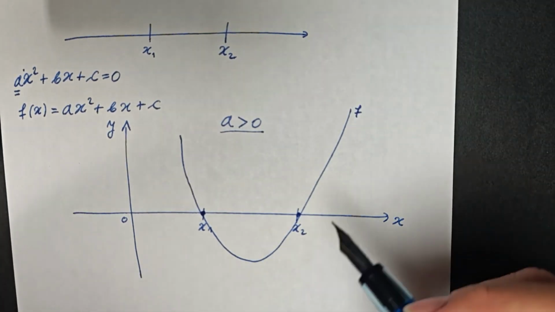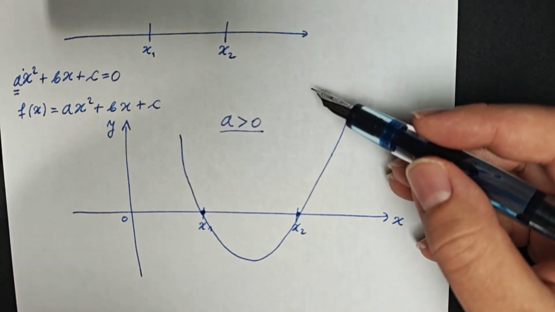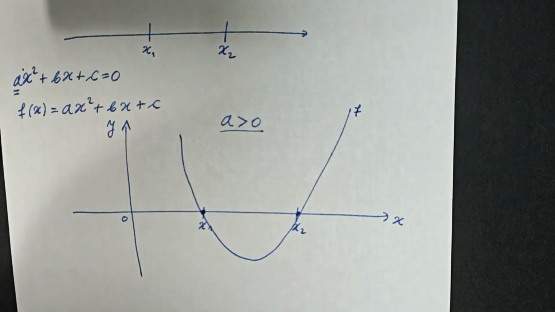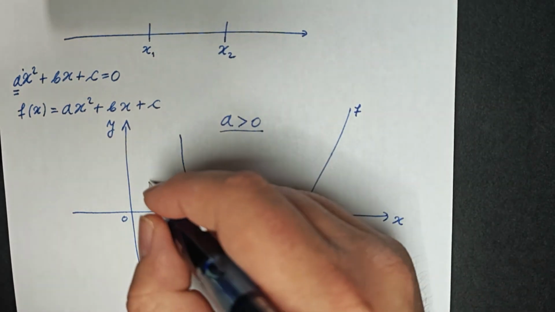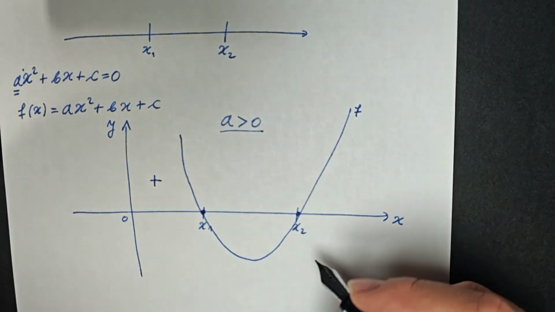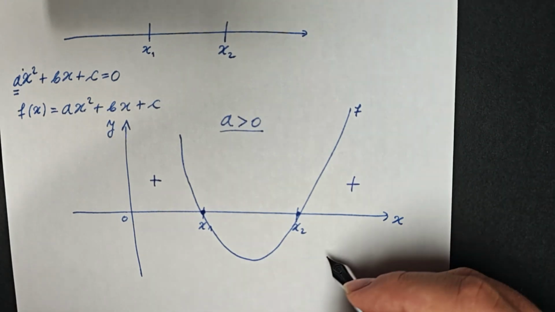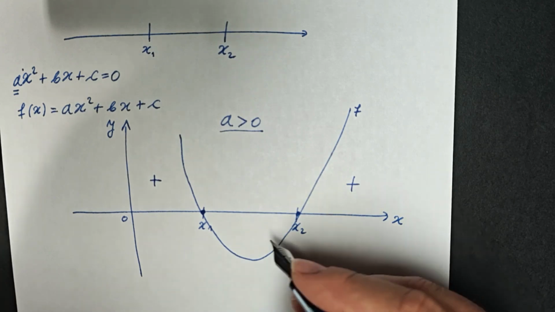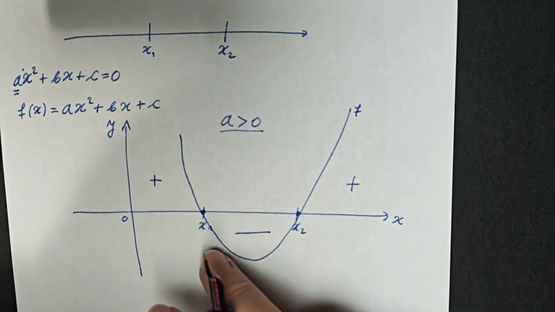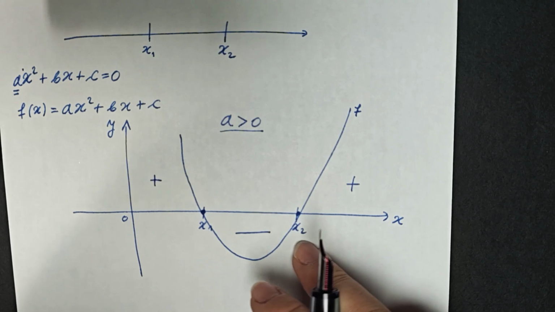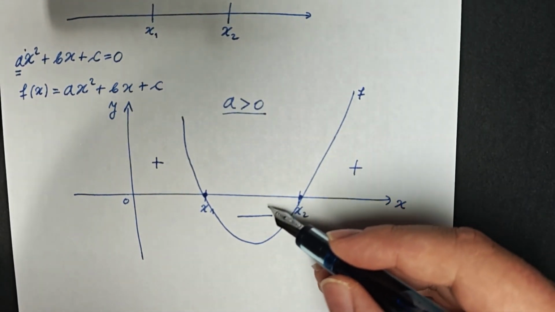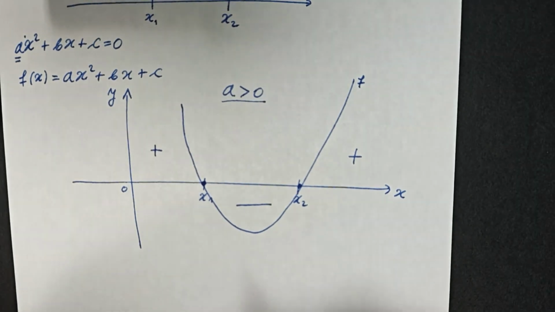As you can see, everything that is above the x-axis has the positive values on the y-axis. So, the parabola has positive values in these sections: left from x1 and right from x2. Where is it negative? It is negative on this section, and that corresponds with the interval from x1 to x2. That is the interval which has the values below the x-axis.